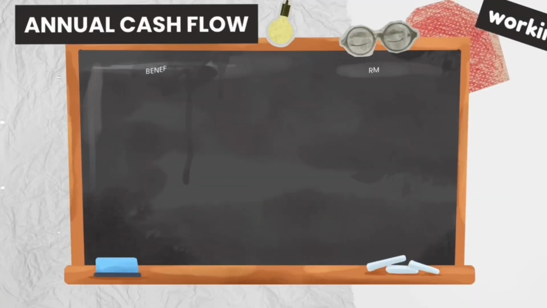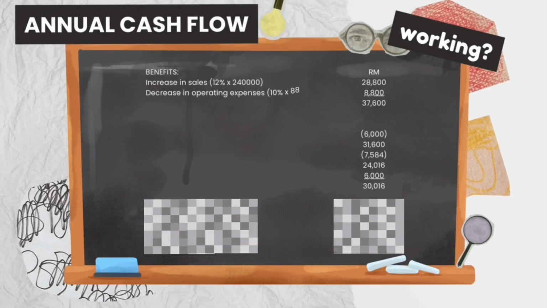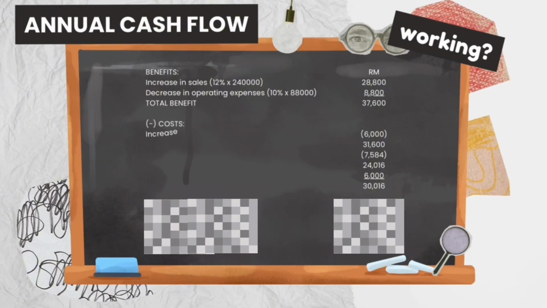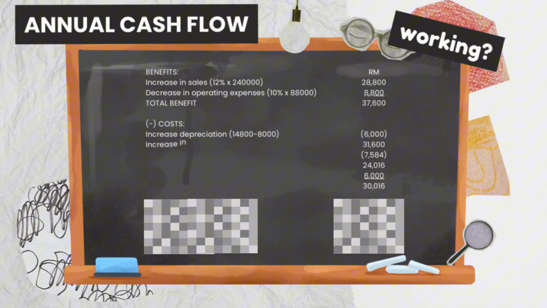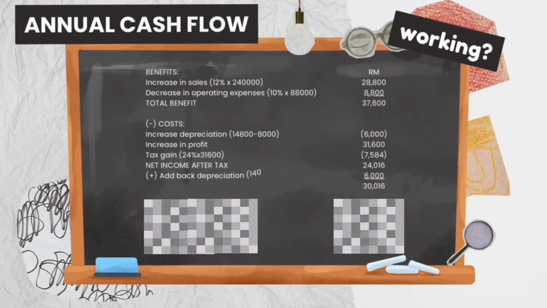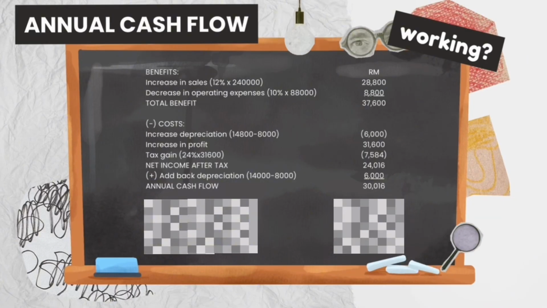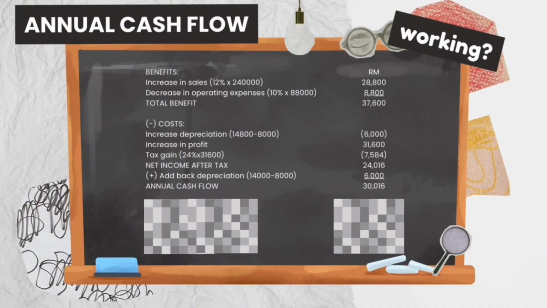The annual cash flow is calculated by identifying the incremental benefits and costs arising from the investment. The benefits consist of an increase in sales of 28,800, which is calculated as 12% of 240,000, and a decrease in operating expense of 8,800, calculated as 10% of 88,000. This results in total annual benefits of 37,600. From these benefits, the increase in depreciation expense is also deducted.